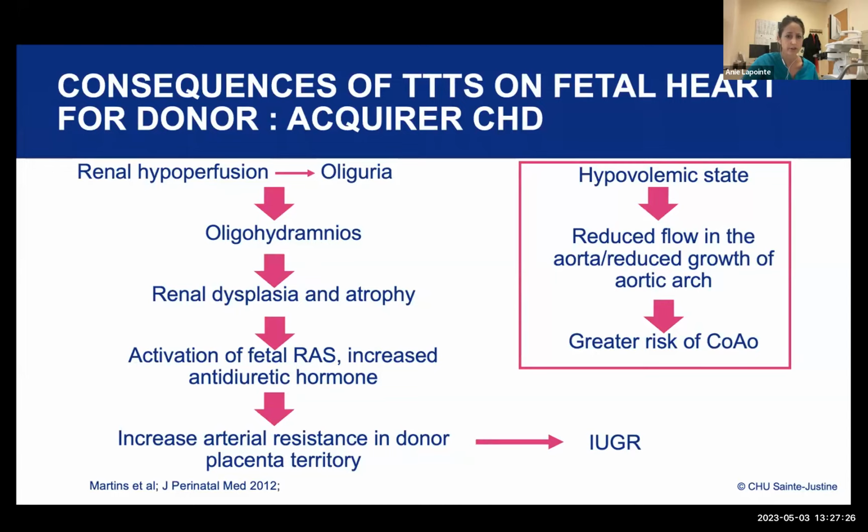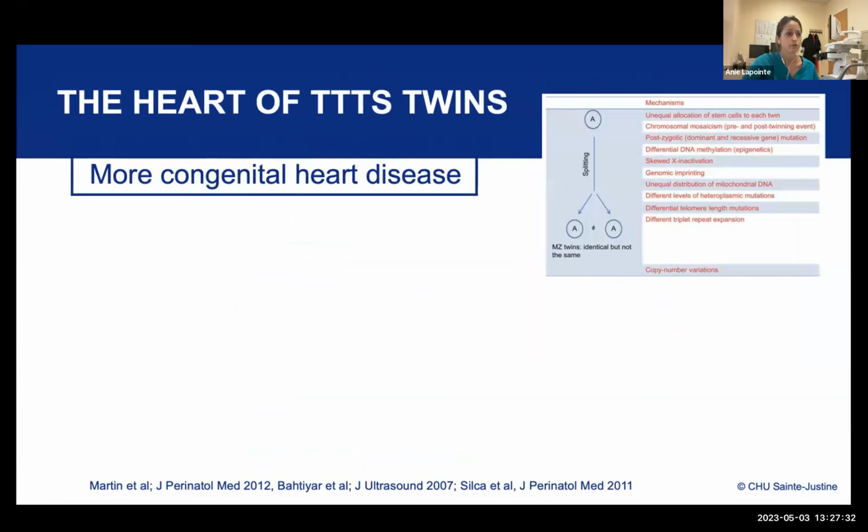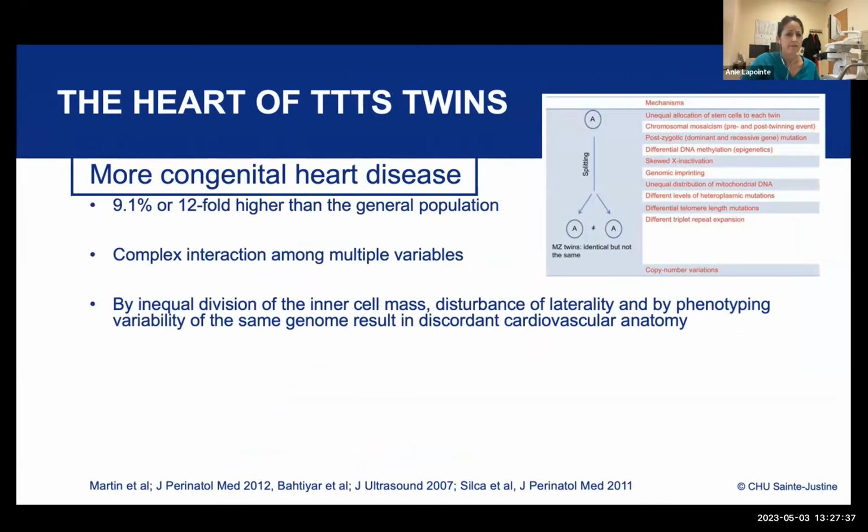So now, in general, TTTS twins have more congenital heart disease. They have a 9% incidence, or 12-fold higher risk than the general population. This is a complex interaction among multiple variables. For example, right from the beginning, unequal division of the inner cell mass, disturbance of laterality, and phenotypic variability of the same genome result in discordant cardiovascular anatomy.